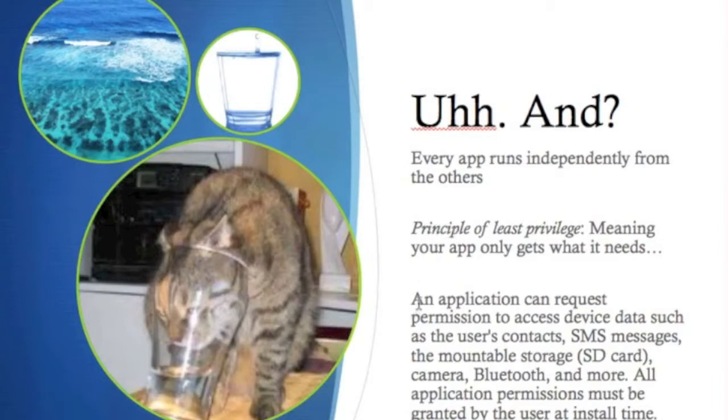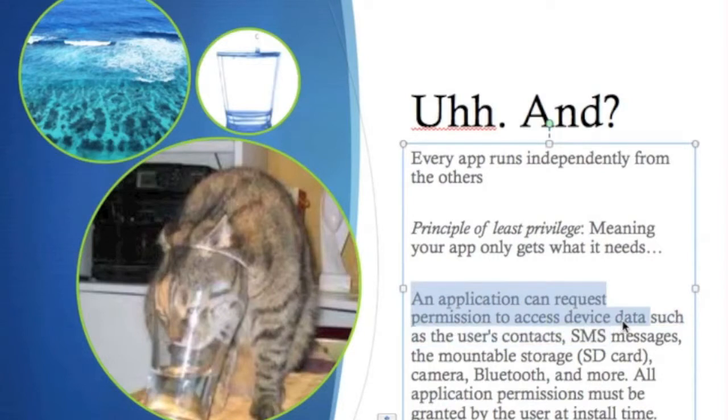An application can request permission to access device data such as user contacts, SMS messages, the mountable storage, SD card, camera, Bluetooth, and more. All of this has to be approved by the user at install time. Meaning, in other words, can I use this? Yeah, you can. So you need to specify that in your code when you're writing it. This right here, I'll get into talking about how you're instituting that with Java and communicating with that.